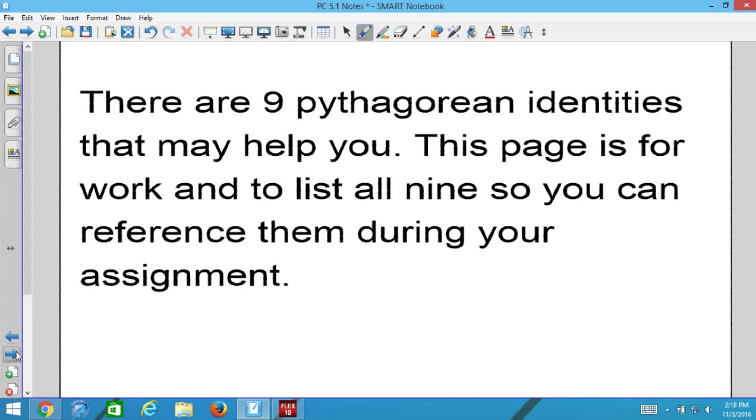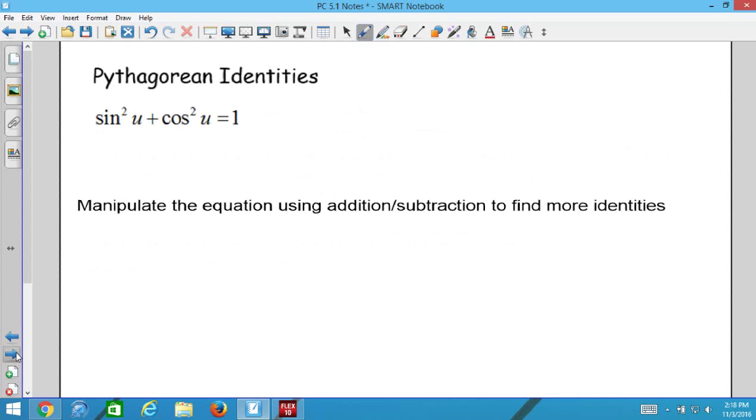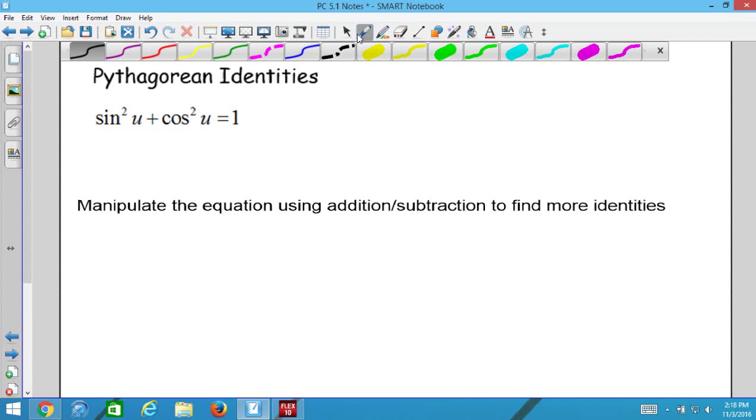I've given you a whole page. So please, feel free to do it with me. Don't just watch me do all the work. I want you to understand how we get all 9. So the first Pythagorean identity I have given to you. All right? Sine squared u plus cosine squared u equals what?